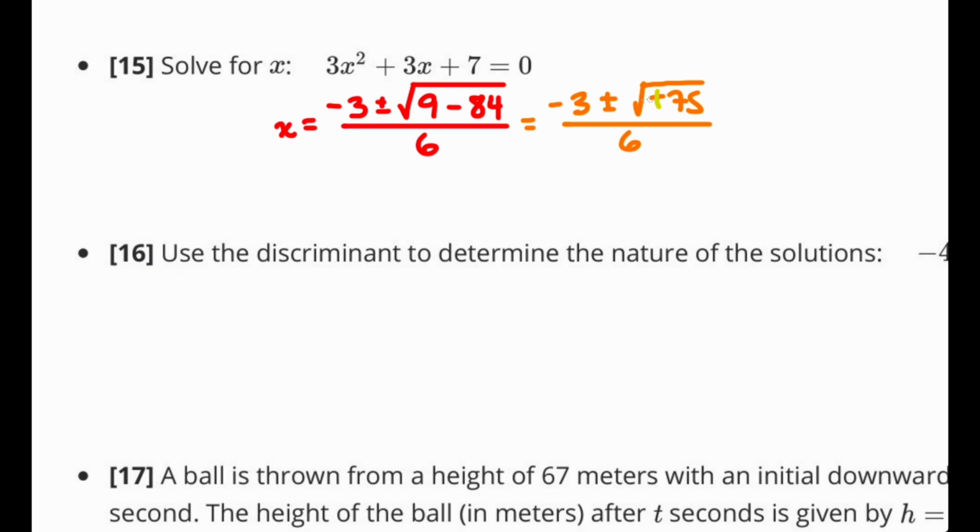Okay, I can pull that i out. I can make this positive, pull the i out like that. The square root of 75 is going to break down, since there's a perfect square of 25 in there. It's going to break down to the following. It should be 5i root 3. And then we're dividing this by 6. Okay, nothing simplifies from here, so this is the final answer.